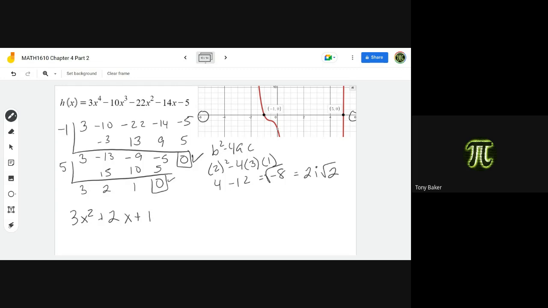Not yet, because I still have to do the last part of the actual quadratic formula. So x equals negative 2 plus or minus 2i square root of 2 over 6. So x equals negative 1 plus or minus i square root of 2 over 3 would be the final answer.